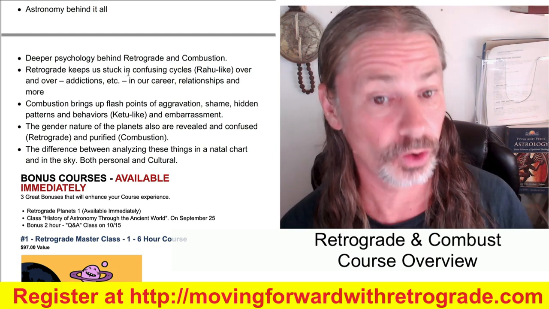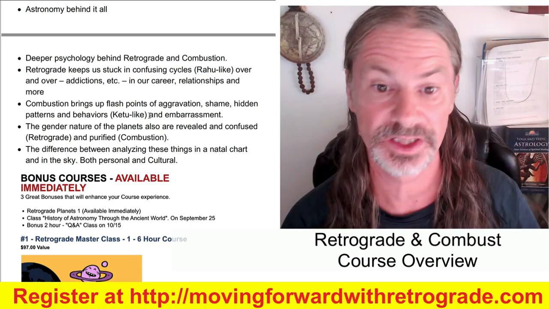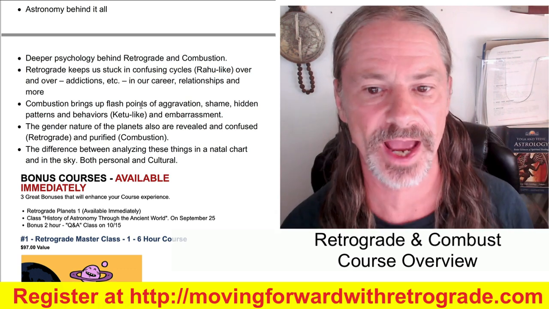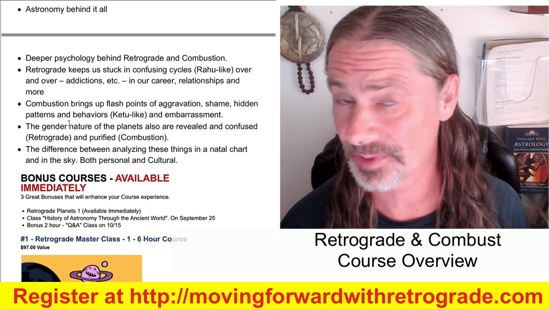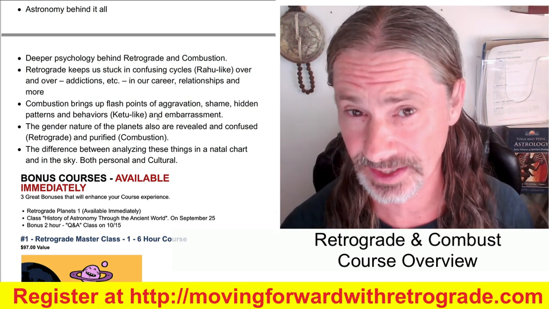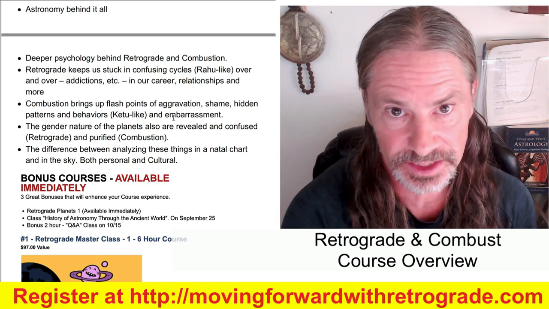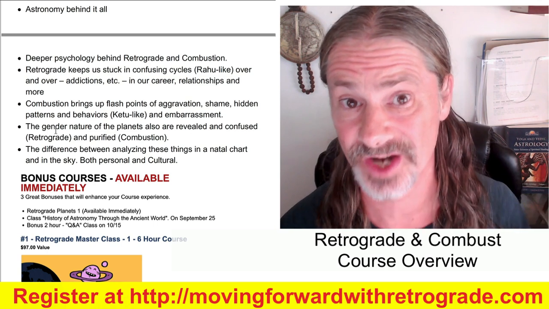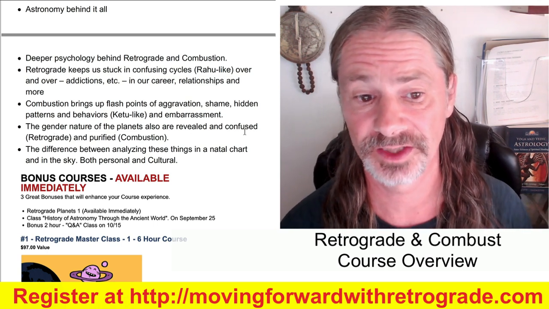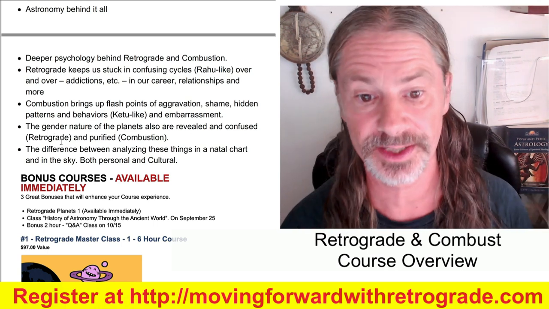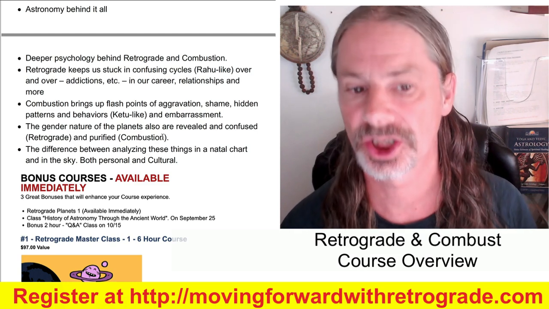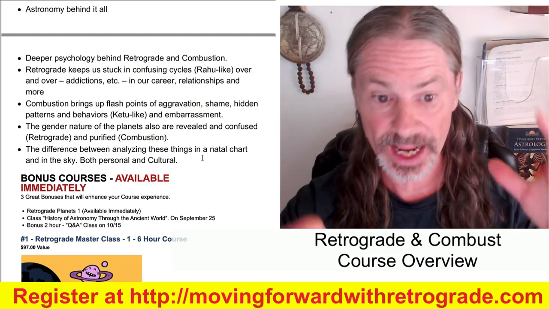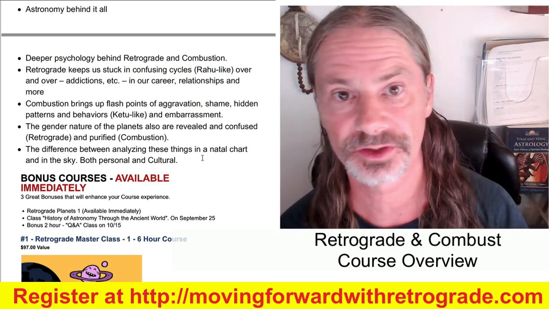As I say here, the retrograde keeps us stuck in these confusing cycles, which is Rahu-like, over and over, like addictions, even in our career and relationships. Combustion brings up flashpoints of aggravation, shame, hidden patterns and behaviors, Ketu-like, and embarrassment, like we try to hide this thing, but then it erupts. And also the gender nature of the planets is revealed and confused, which is retrograde, or purified, which is combustion. The difference between analyzing these things in a natal chart and in the sky, both personal and cultural.